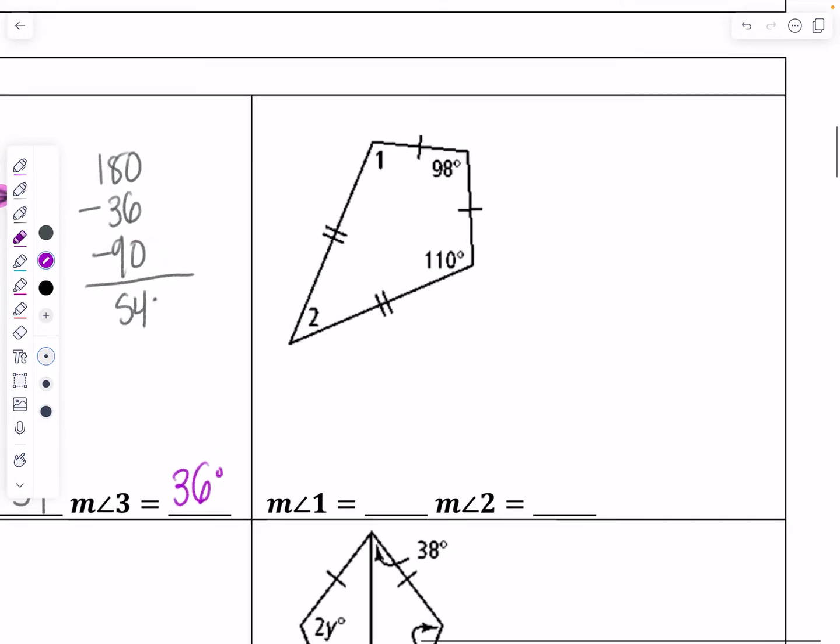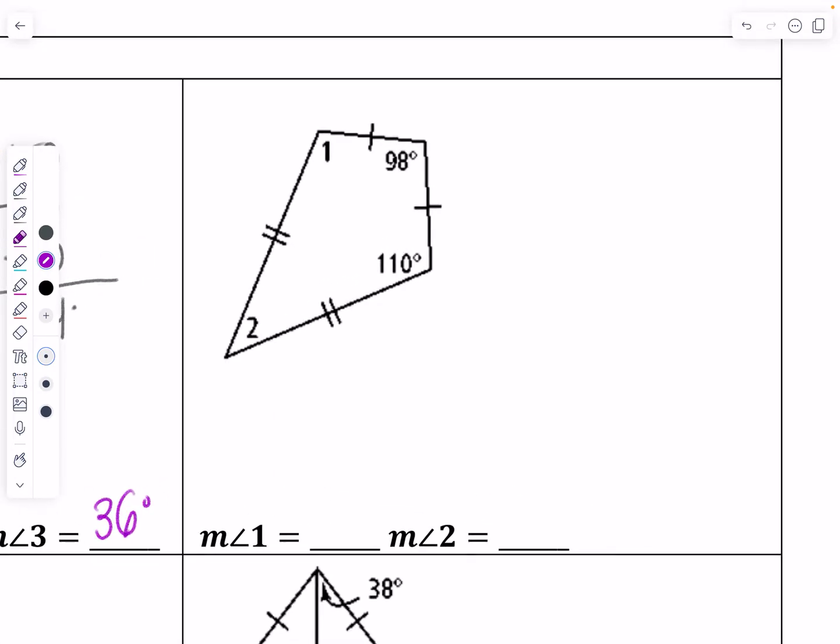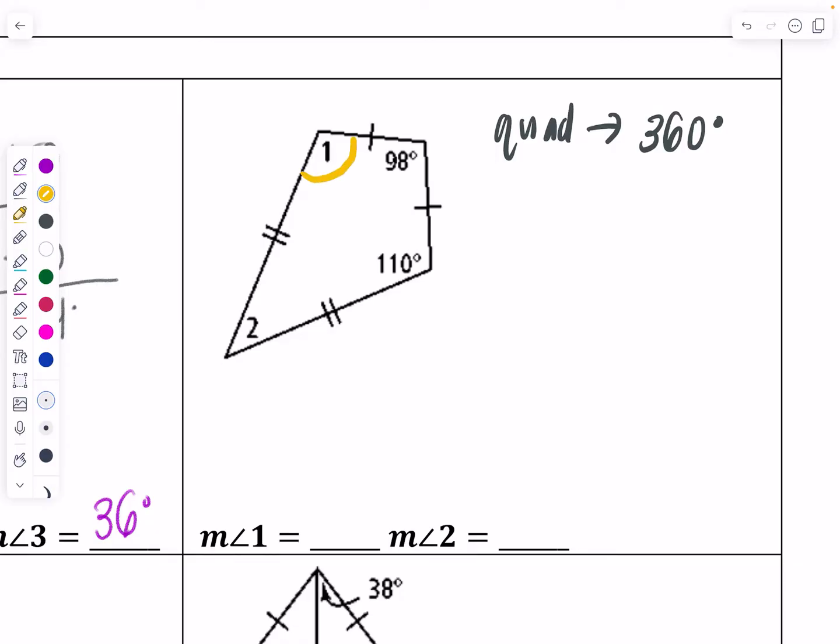All right, this one does not have any diagonals drawn in. You could draw them in if you wanted to, but I do remember that this shape is a quadrilateral. And so for a quadrilateral, what is the interior angle sum? 360 degrees. And I do know that by the properties of a kite, this yellow angle, angle 1, is going to be congruent to 110 degrees, because that is the angle in between the non-congruent sides, meaning that this has 1 tick mark and then this has 2.